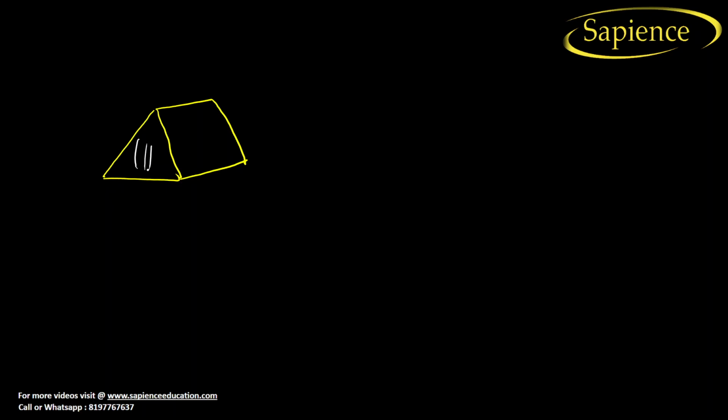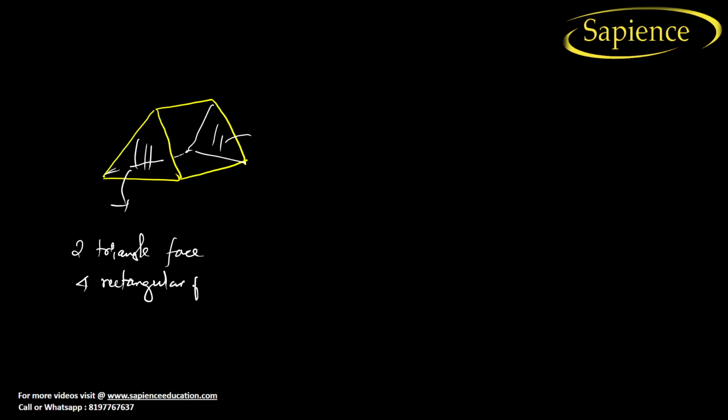Now this is your triangle face. How many triangle faces will there be? Definitely two triangular faces and four rectangular faces. Now what is this angle known as? This angle is known as the angle of incidence.